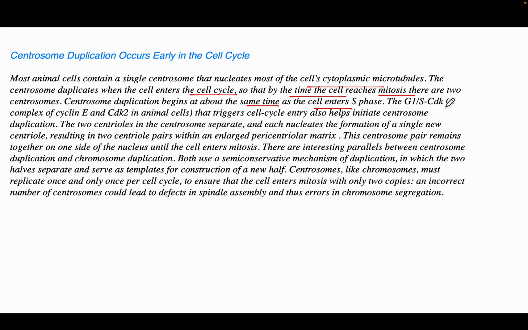The G1/S CDK, a complex of cyclin E and CDK2 in animal cells that triggers cell cycle entry, also helps initiate centrosome duplication. So the two centrioles in the centrosome separate, and each nucleates the formation of a single new centriole, resulting in two centriole pairs within an enlarged pericentriolar matrix. This centrosome pair remains together on one side of the nucleus until the cell enters mitosis.